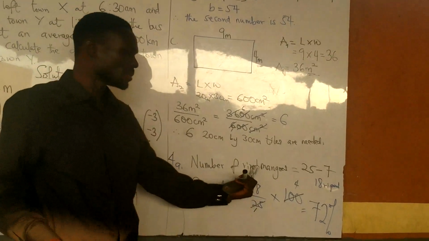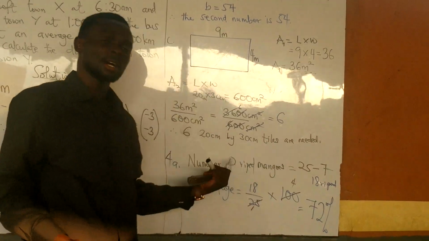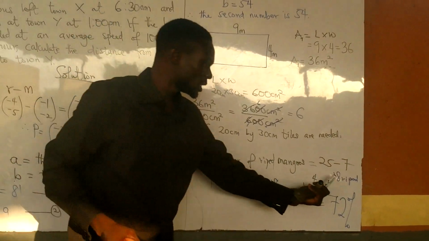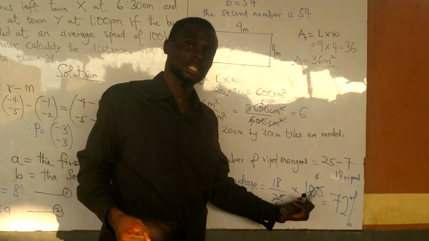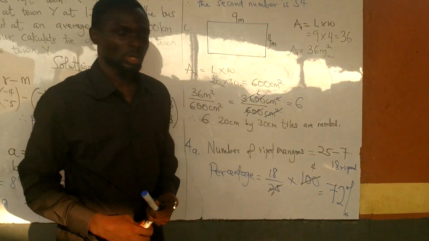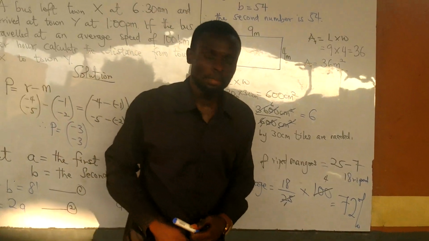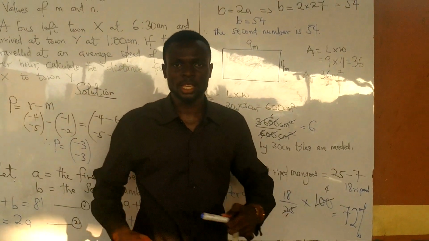First, find the number of ripe by subtracting the unripe from the total mangoes. Then the ripe over the total mangoes multiplied by 100. You solve it out, you are going to get 72%.